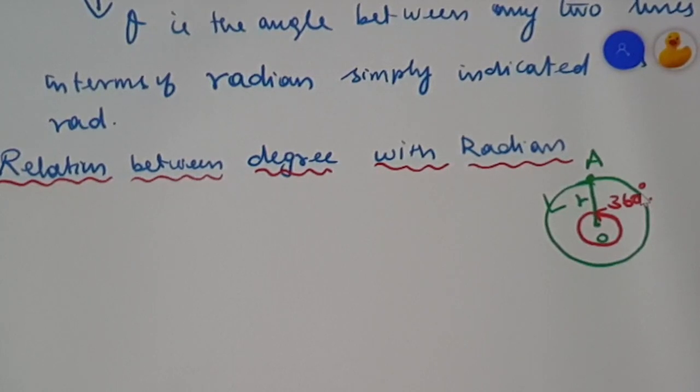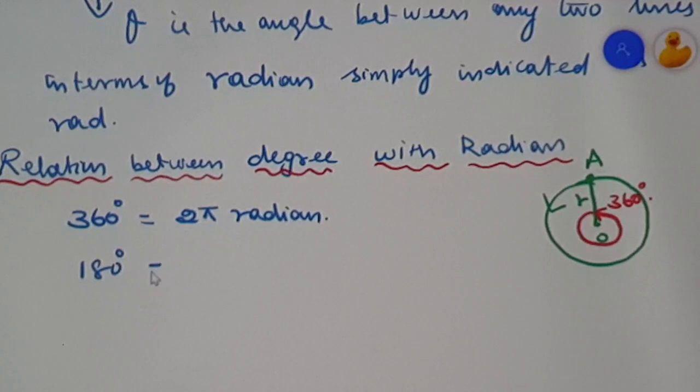So this is a general concept. So if it is in terms of degrees, how much is 360 degree equal to in radian? So the relation is 360 degree is equal to 2 pi radian. So half of this is 180 degree. So 180 degrees, this also divided by 2, you will get pi radian.